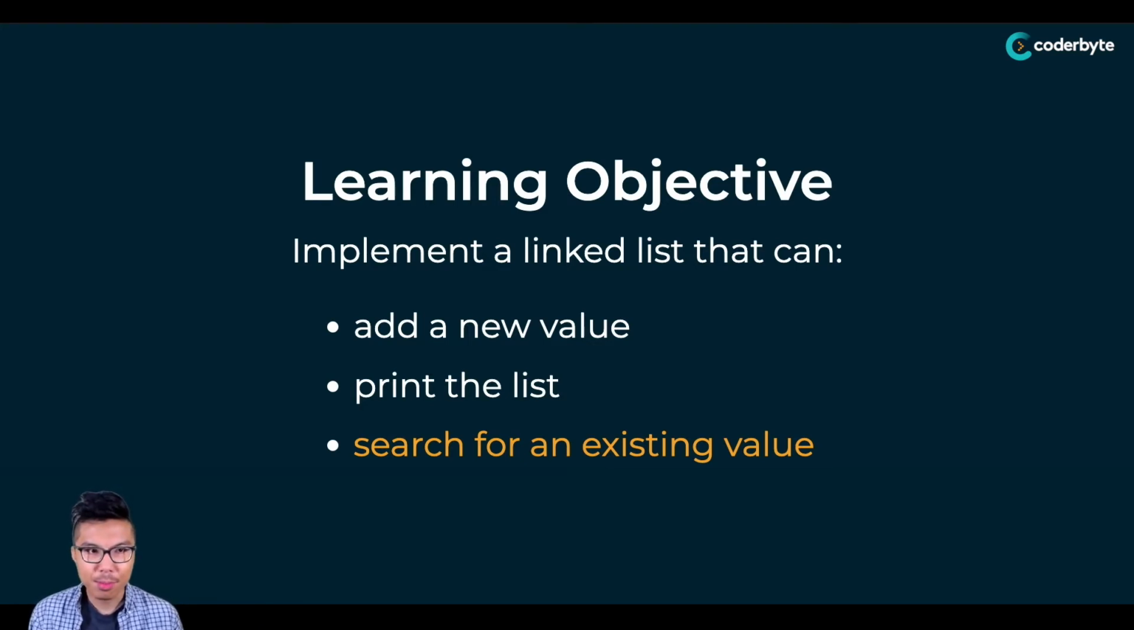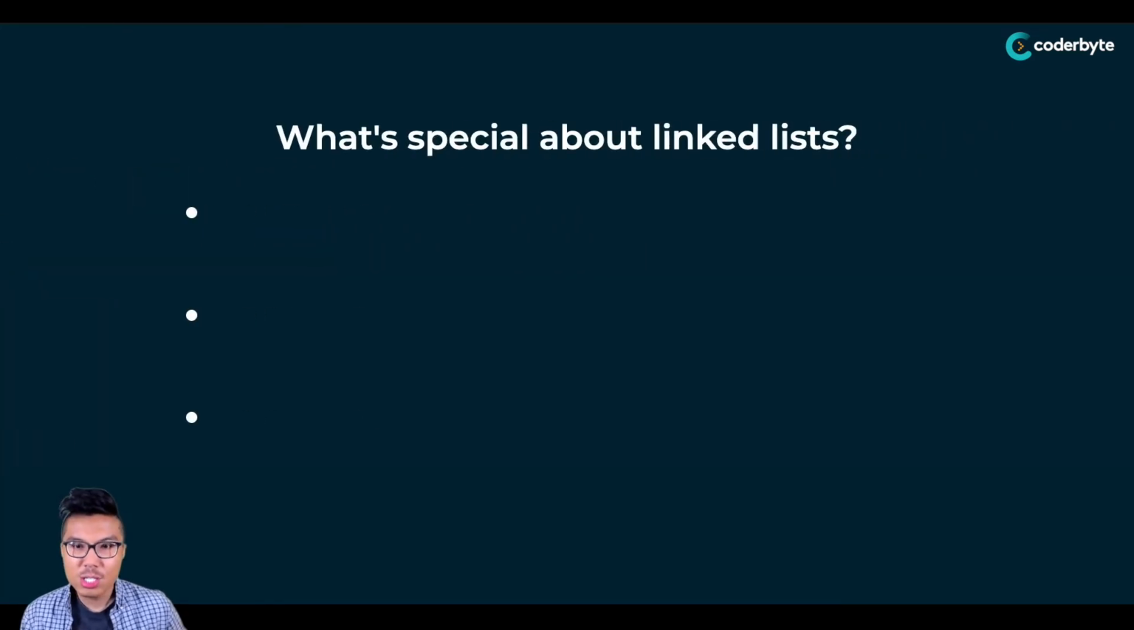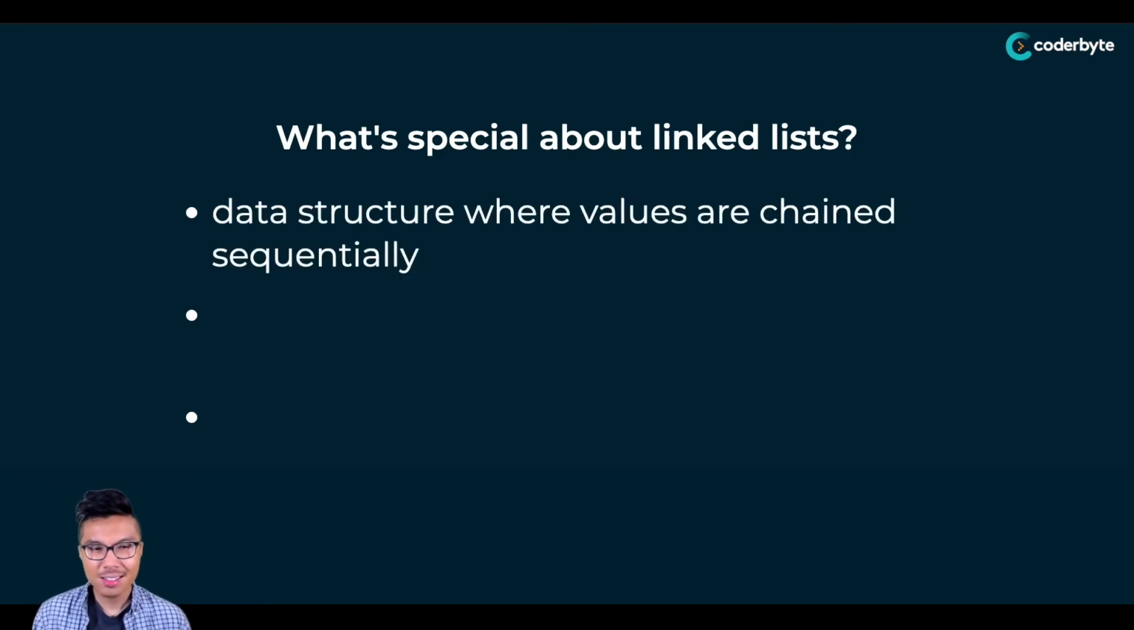Before we jump into implementing our linked list, let's go ahead and cover some background information. So what's so special about a linked list compared to other data structures? Well, the first thing we'll need to recognize is just in its name. A linked list has a very particular structure where the values that we're storing are chained together sequentially. That means one value is basically linked to the next value. This chain structure actually gives us some noticeable advantages when we compare that to other data structures.